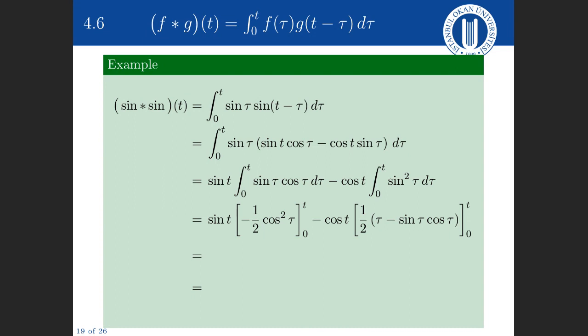The calculation looks like this. I'll leave this for you to check, if you want to practice your integration. We get a half sine t minus t over 2 cos t.